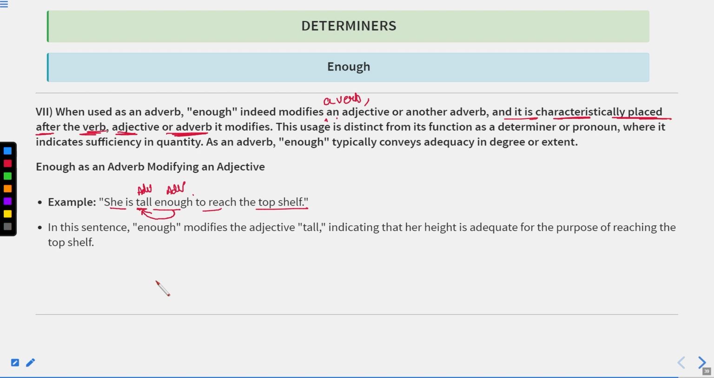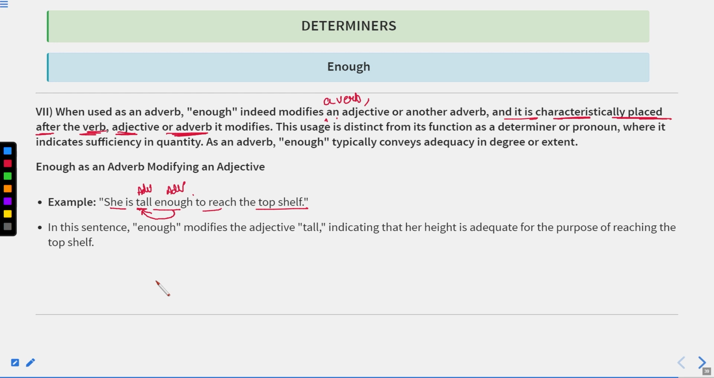When we say "enough money," there enough is qualifying the word money but used before it. But when it is used as an adverb, it is used after the word it qualifies. Okay, so in this sentence, it is qualifying the word tall, so it has been used after the word tall. In the sentence, enough modifies the adjective tall, indicating that her height is adequate for the purpose of reaching the top shelf.